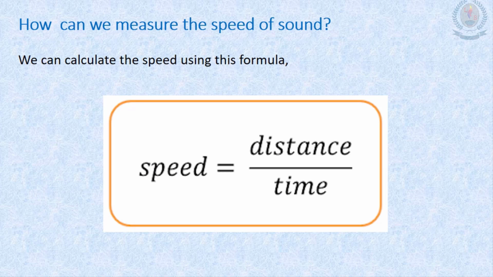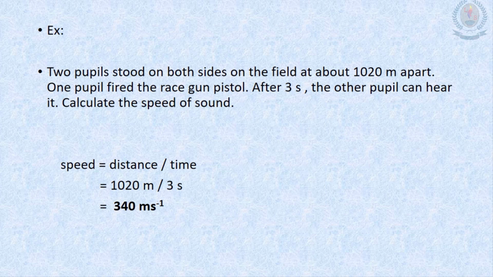There is an equation to measure the speed of sound. This is the equation. Remember this: speed equals distance divided by time. Let's look at one example. Look at this question. Two pupils stood on both sides of a field about 1020 meters apart. One pupil fired a race gun pistol. After 3 seconds, the other pupil heard it. Calculate the speed of sound.